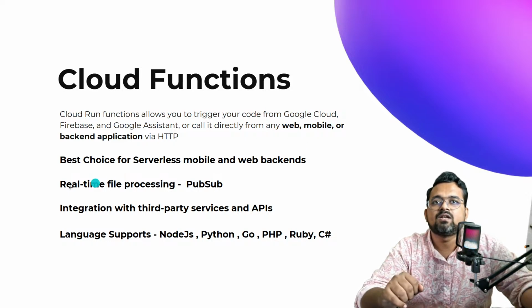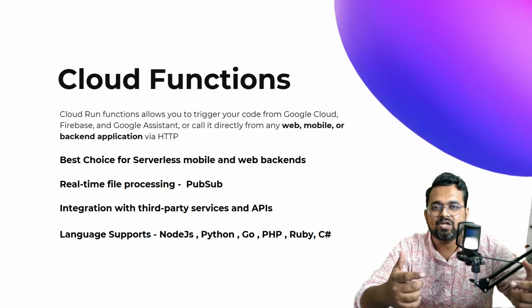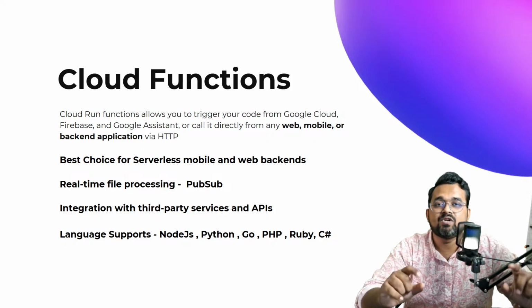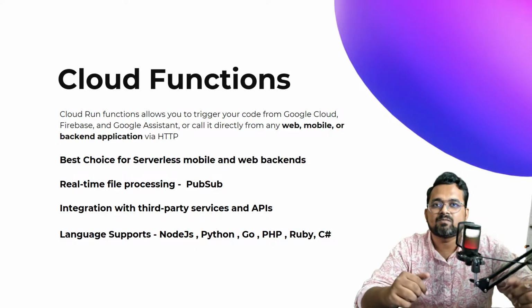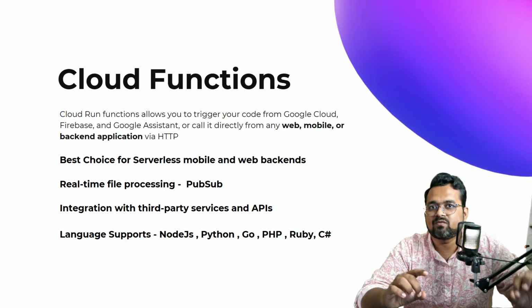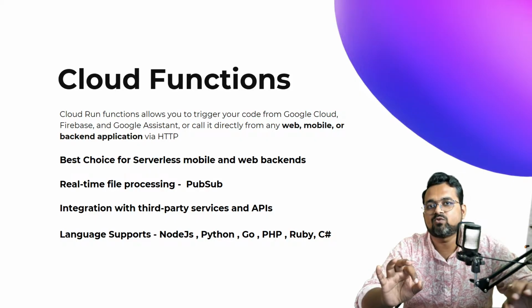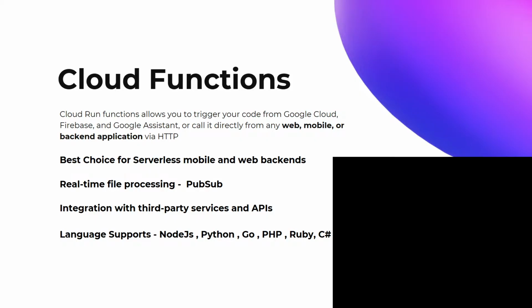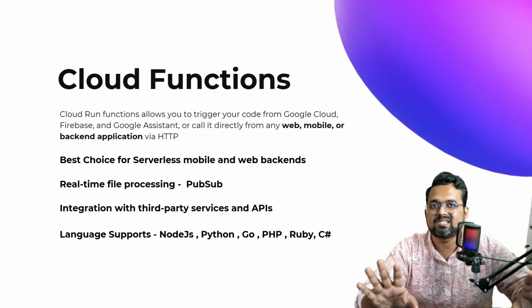That's the main thing. Real-time processing, PubSub. Not just an HTTP response, but you can create a PubSub notification. That means your function will trigger if some event happened, like a Firebase sign up. If somebody signs up on Firebase, an event will be triggered within Google Cloud, and your function will be triggered. You don't have to do anything. You just have to focus on the logical part, nothing else.